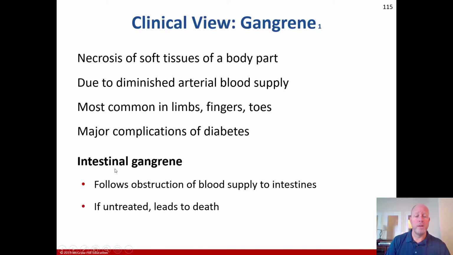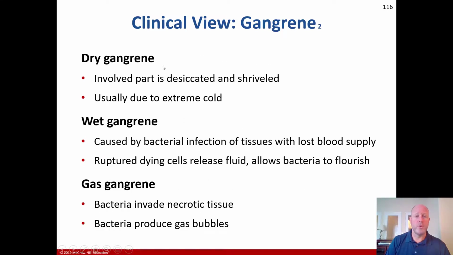Okay? Intestinal gangrene involves the obstruction of blood supply to the intestines. If untreated, it leads to death. If there's dry gangrene, the involved part is desiccated and shriveled. It's usually due to extreme cold. Wet gangrene is caused by a bacterial infection of tissues with loss of blood supply. Ruptured dying cells release fluid, allowing bacteria to flourish. Or gas gangrene, where bacteria invade the necrotic tissue and produce gas bubbles.